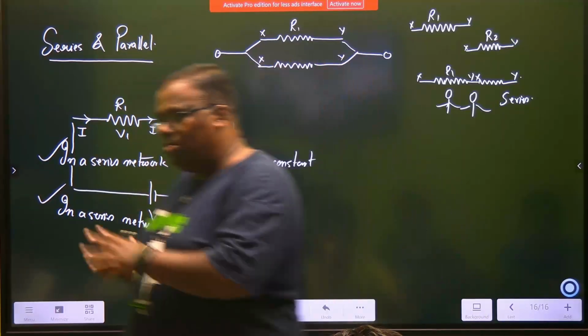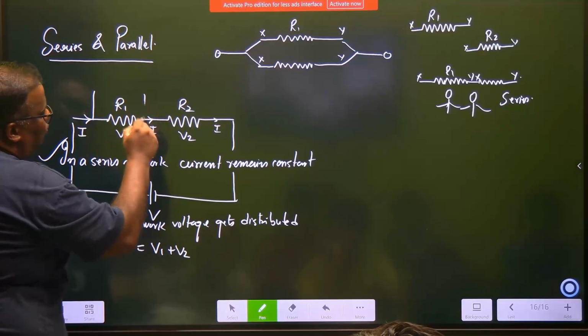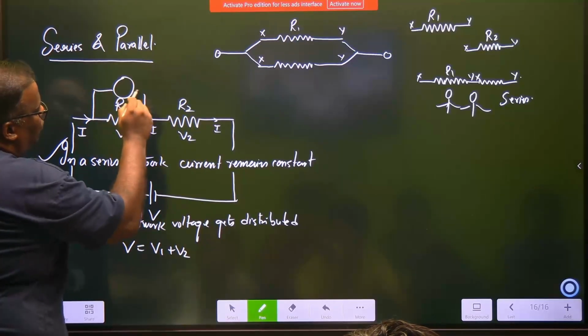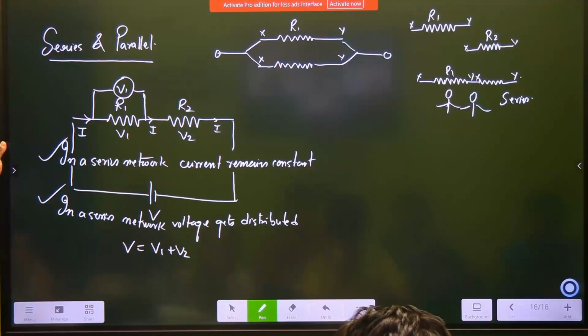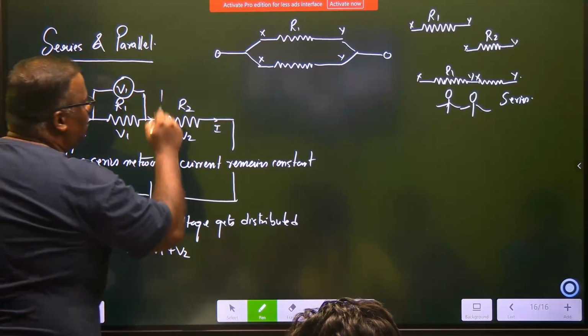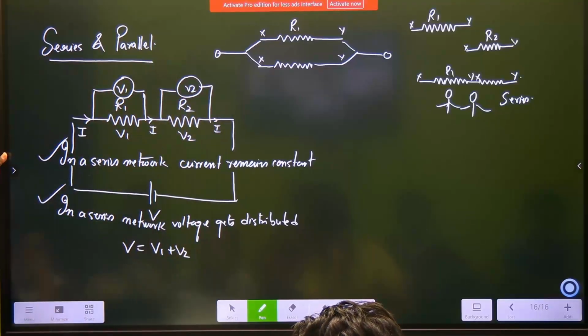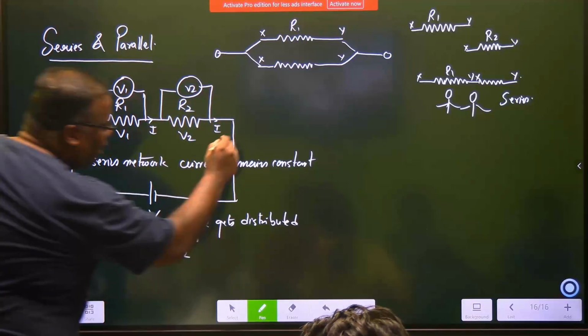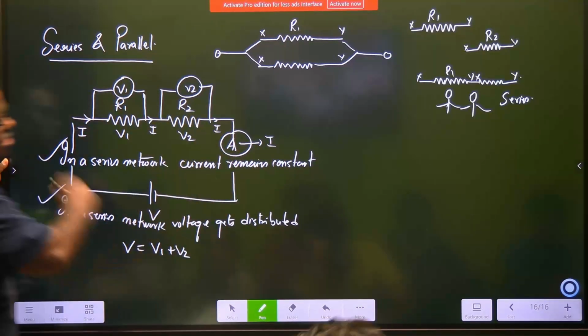Understood? So look at the interesting part. Now you will understand the beauty of voltmeters. If I put a voltmeter out here, this voltmeter will read V1. This voltmeter will read V2. If you understand this, you have understood all of electrical engineering. And if I connect an ammeter out here, this fellow will always read I because it's the same current.